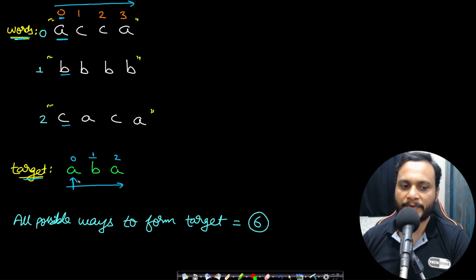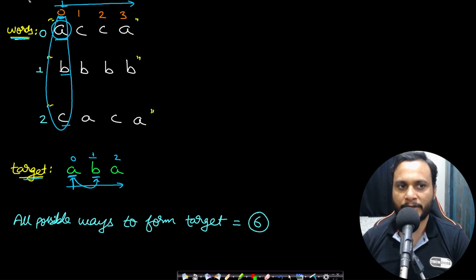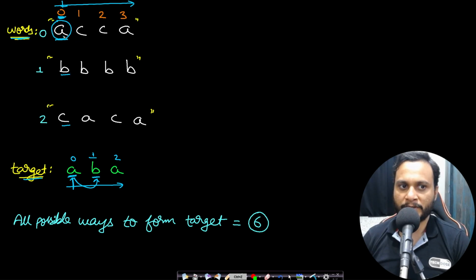So in this case, I will try to match it with this A. Is it matching with the first A? Yes, it is matching. So now if I choose this A from the first index, that means from the first column, then if I have to match this B, I cannot match it from this column here. It is not possible according to the rules. So we have to go to the next column. So if I have to match this B, I have to match B from this column.